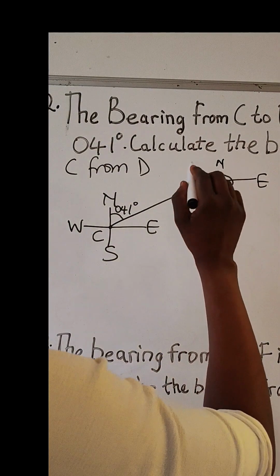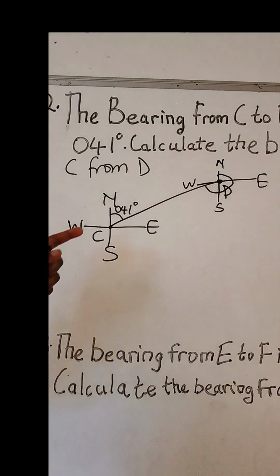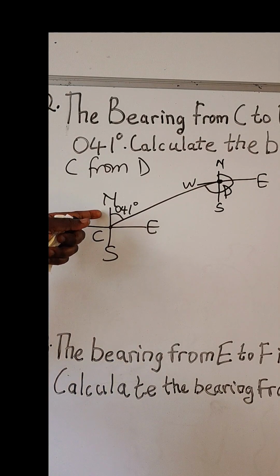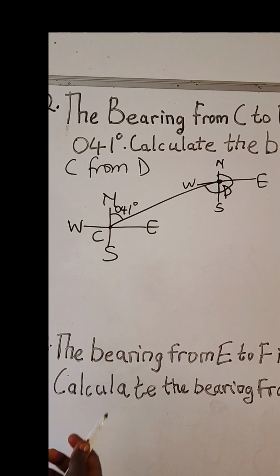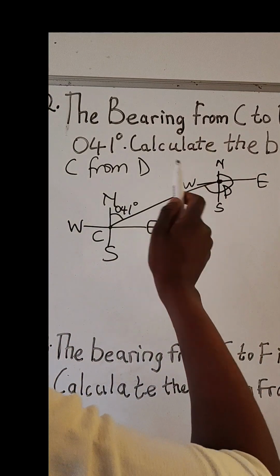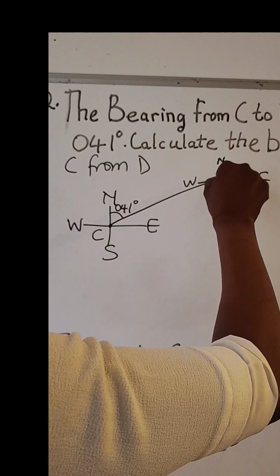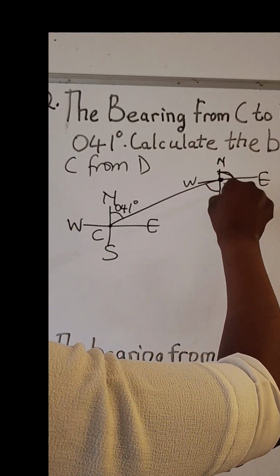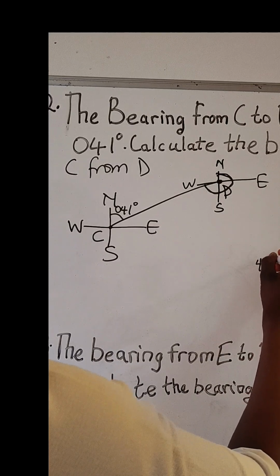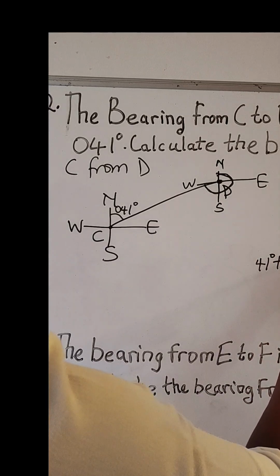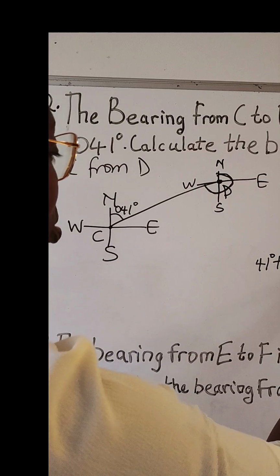And these two, we can do it. If we are to do it by the opposite bearing, since what we were first given is 41 degrees, it's not up to 180 degrees. So to find the bearing of C from D, it will be 41 degrees plus 180 degrees, which is 221 degrees.